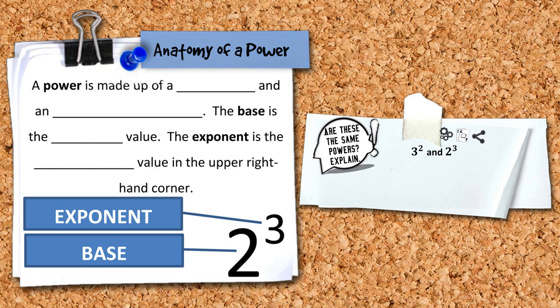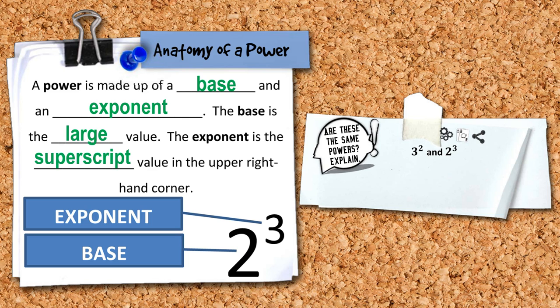Let's apply that vocabulary to an actual power. A power is made up of a base and an exponent. So look at the example down below: 2 to the third power, or 2 cubed. The base is the large value, so 2 is our base. It's very important that you know what's your base and what's your exponent, because they each have special roles when we try to evaluate powers.